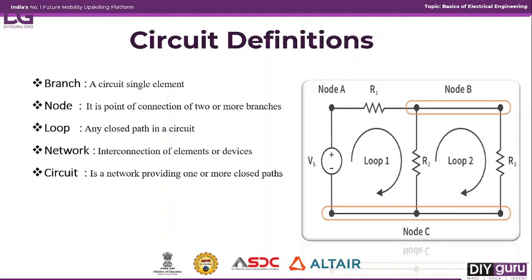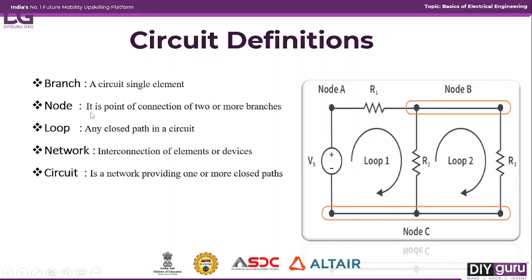A branch is nothing but an element which has two terminals. A single element in a circuit is called a branch. Here you can see in the circuit we have three resistors and one source. So how many branches are there here? R1 is one branch, R2 is one more branch, R3 is one more branch, and the supply voltage is one branch. So a single element in a circuit is called a branch.